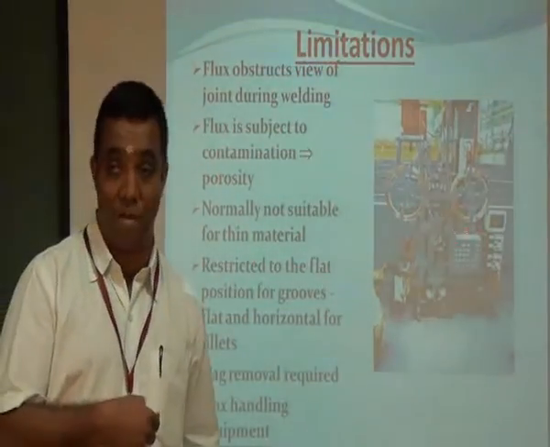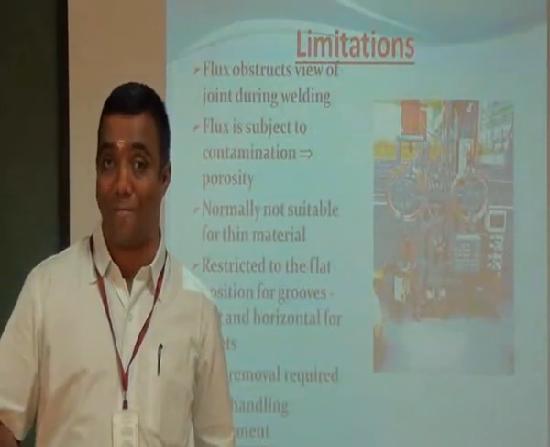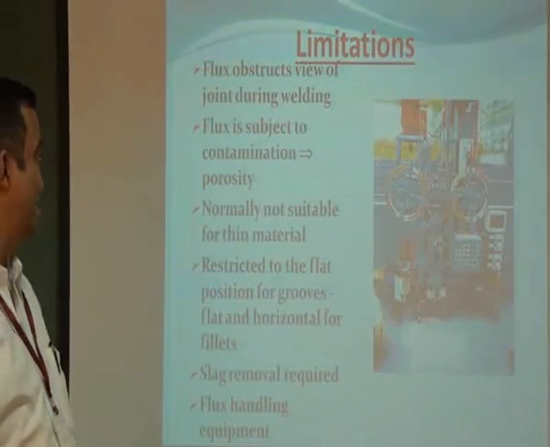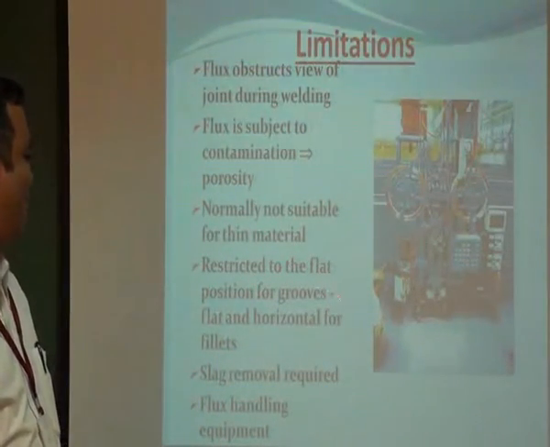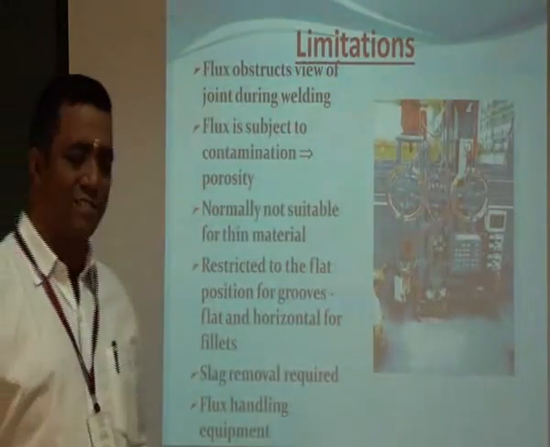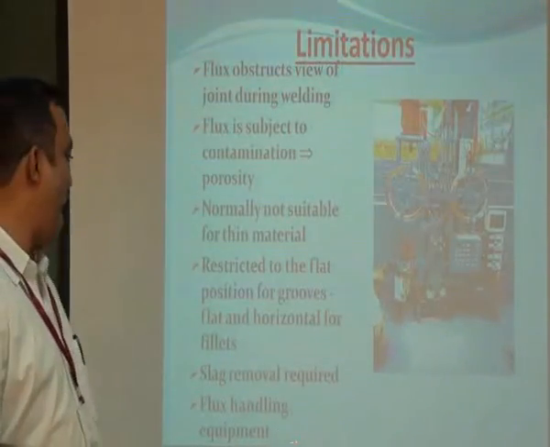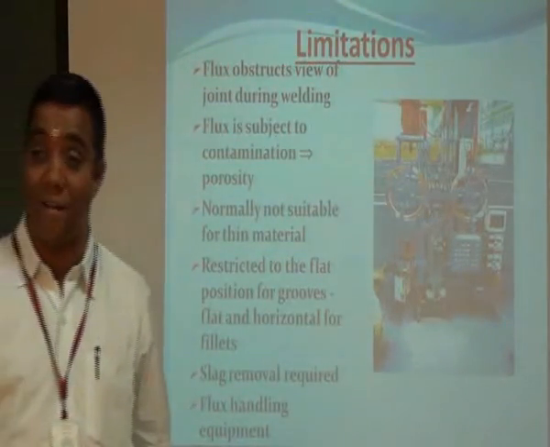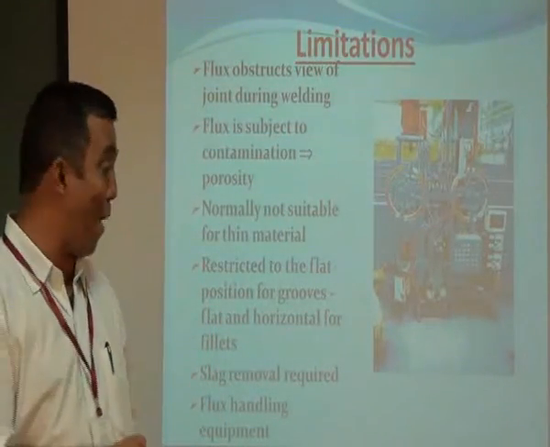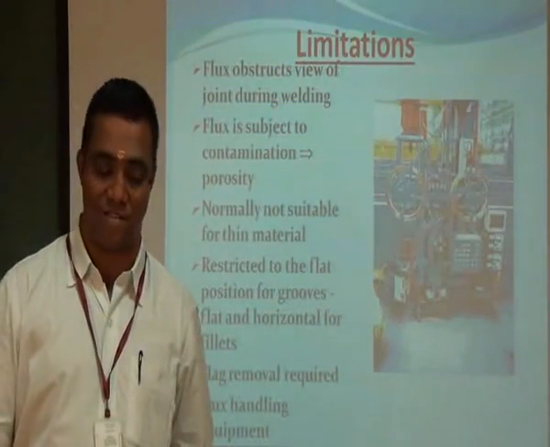Normally, it is used for thin materials. When you use thin materials, more melting will happen, and then cracks may deteriorate the quality of the welds. It is restricted to flat positions for grooves, and flat and horizontal for fillet. Only horizontal welding can be done, and slag removal is required. Remember, the slag produced in flux core arc welding and shielded metal arc welding is quite different from the slag produced in the submerged arc welding process.